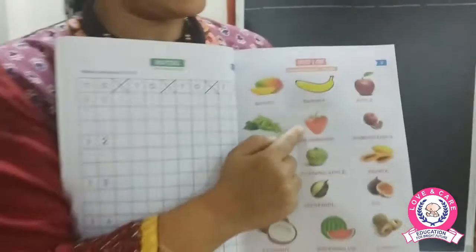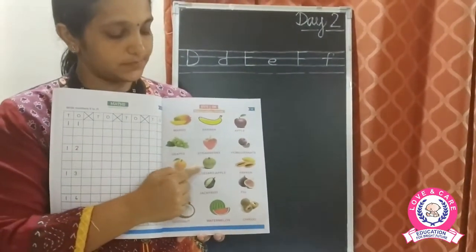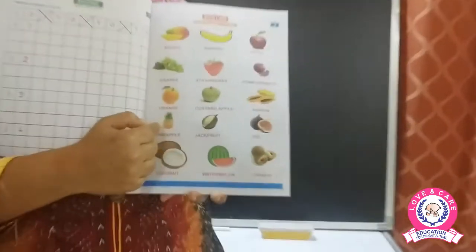Strawberry. Pomegranate. Orange. Custard apple. Papaya. Pineapple.